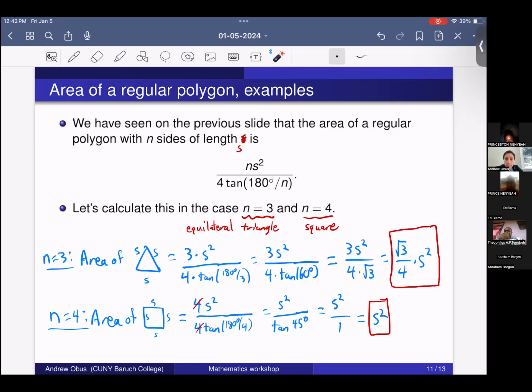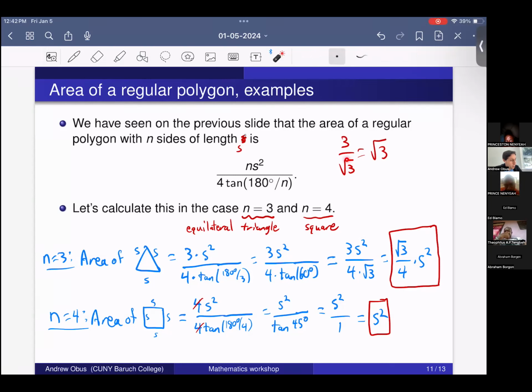Yes. Okay. For the n equals 3, which is the triangle, we have 3s squared over 4 times the √3. But in the formula that you circled there, you get only √3 over 4 times s squared. So where did the 3 on top of the s squared go? This is because 3 divided by square root of 3 is equal to square root of 3. Right, because square root of 3 times square root of 3 equals 3.